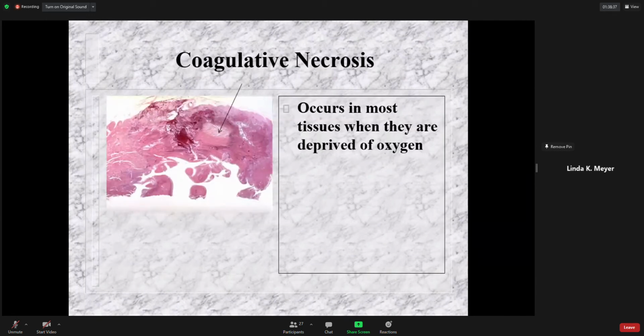So when does coagulative necrosis usually occur in the body? It's usually what happens to most of our tissues in the body if they're deprived of oxygen. So anoxia would be the injurious stimulus. And the best example is what happens to the heart muscle during a heart attack. The coronary arteries are blocked, no oxygen is getting to parts of the heart muscle, and the heart muscle will die.